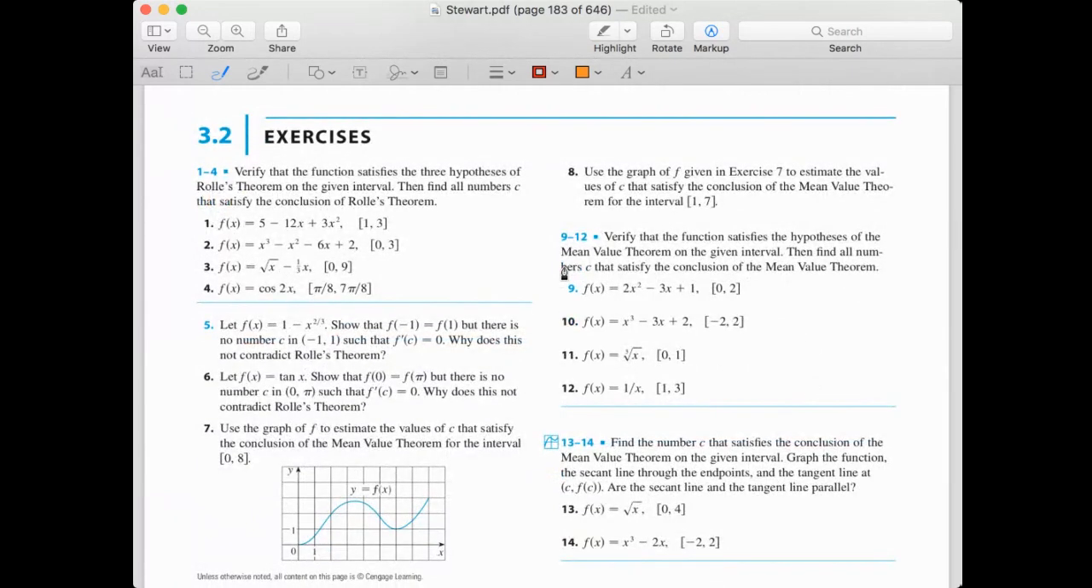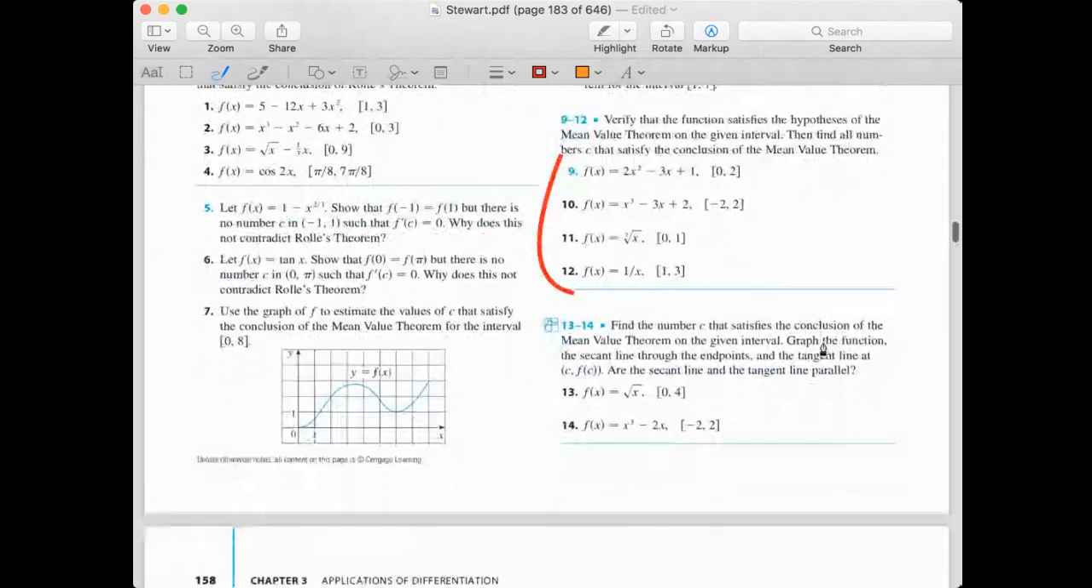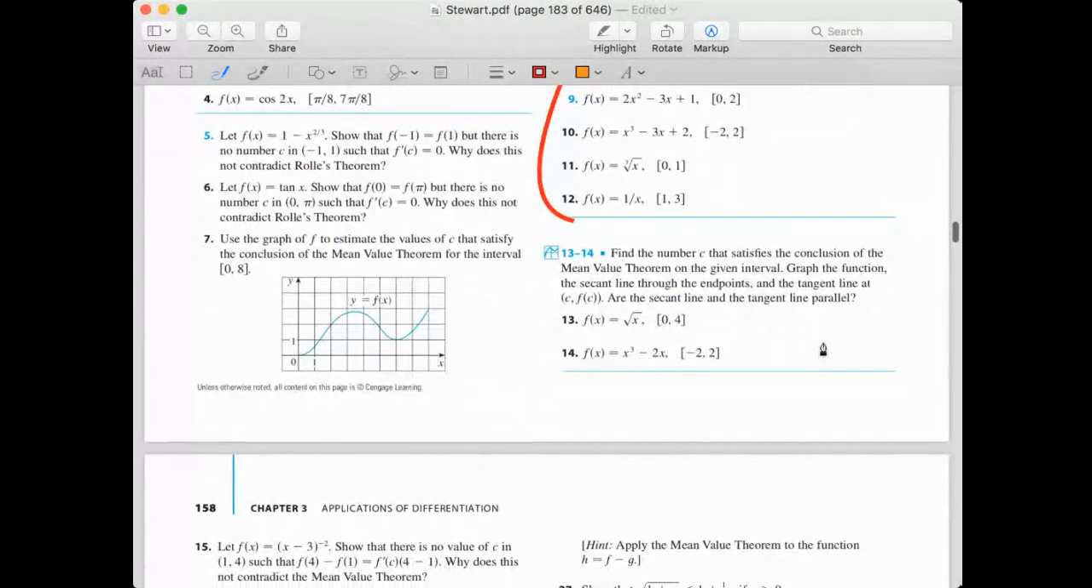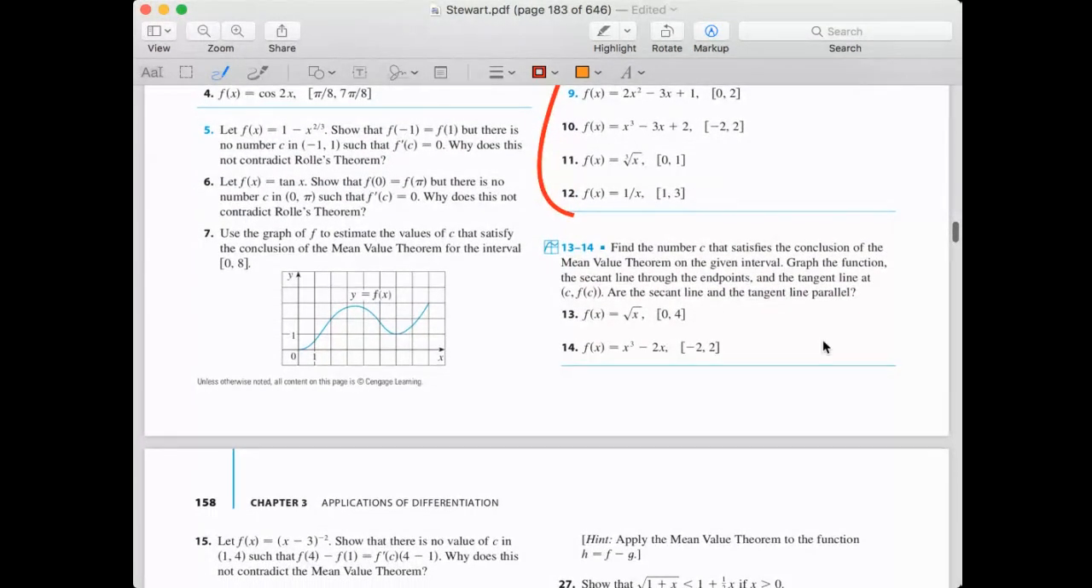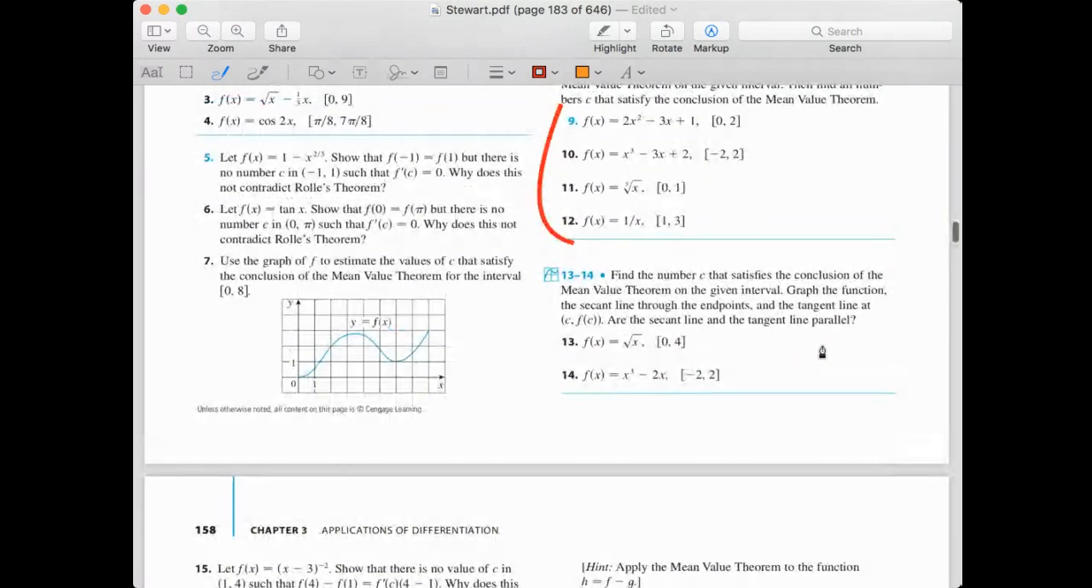Okay, let's try this 4. Let's try to use the mean value theorem for this 4. Use the mean value theorem to find the number c, all right? Okay, let's try 9, 10, 11, 12.